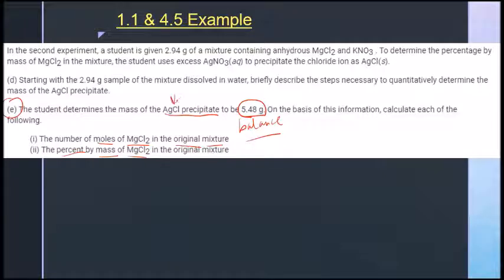So if they gave me silver chloride and I need to find moles of magnesium chloride, what do I need to do here? What kind of math problem does this become? Well, I have one substance produced. This is a product of the reaction, right? And this was in the original mixture to begin with, so this must have been a reactant. Yes, this is stoichiometry. Exactly right. And what do you always need in stoichiometry before you can do anything? You need a balanced equation.